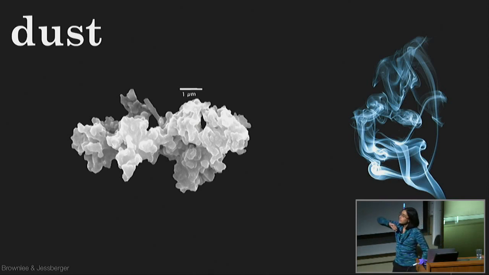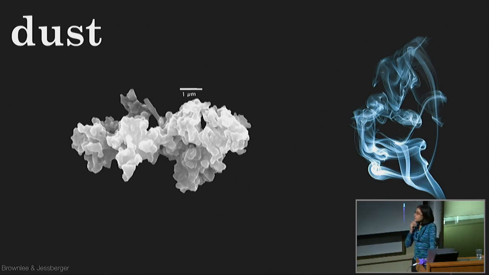So on the left is a picture of some dust that was collected by an airplane at high altitude. And you can see it looks kind of fluffy, right? So it's about the size of 2 red blood cells. It's a few microns in size. And if you want another way to think about it, you can think about it as the same size of particle as in smoke. So that's why I have a picture of smoke on the right.